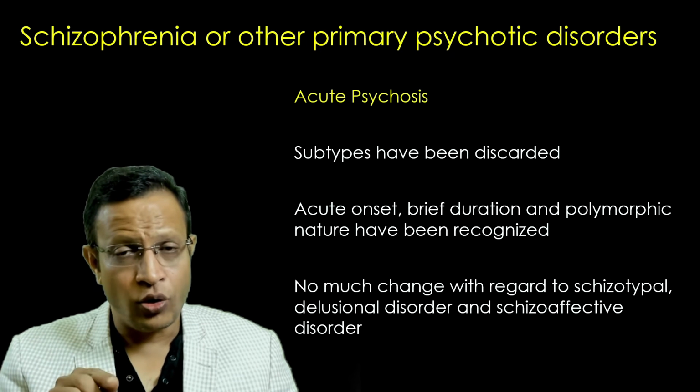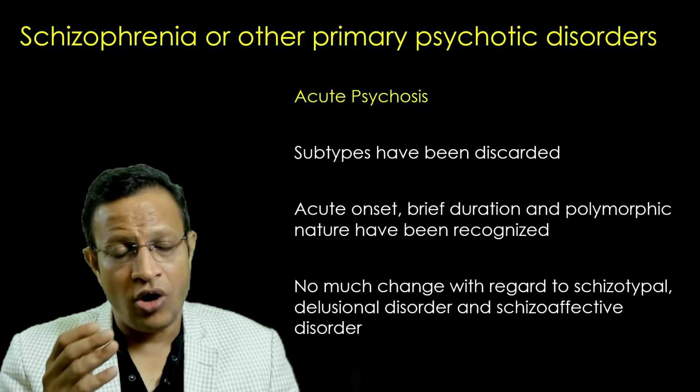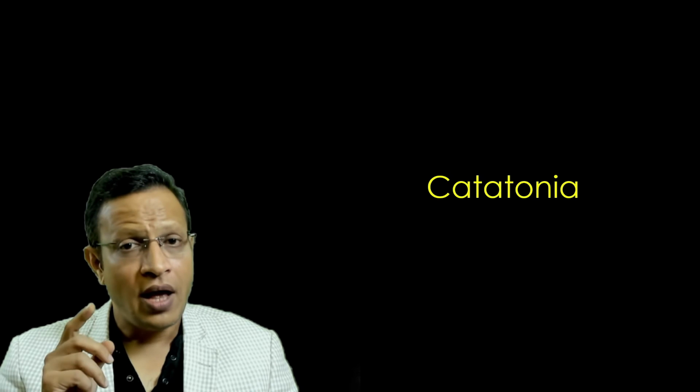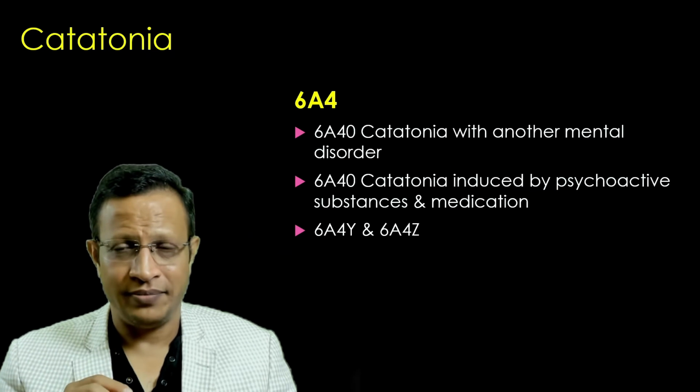That means we are going to see acute psychosis with the onset within 2 weeks and not lasting more than 1 month. That will be considered as acute psychosis. And now, the other chapter has been given complete importance as catatonia.